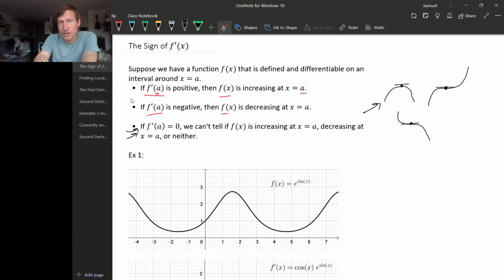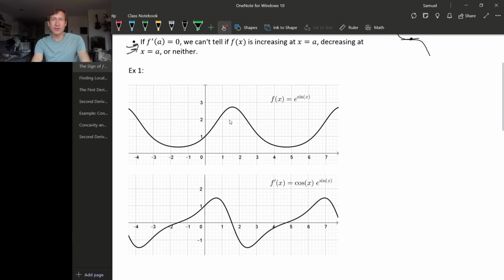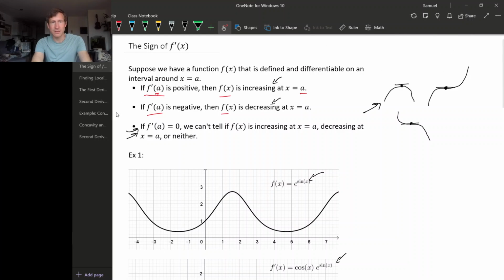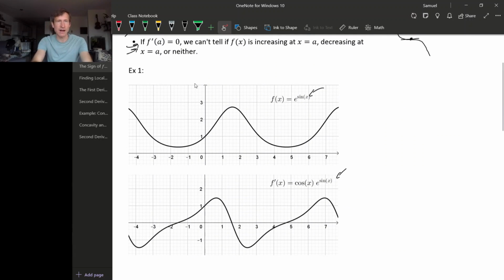But if the derivative of the function is positive or negative, that gives you some definite information about which way the function is headed. As an example, just based on the graph of e to the sine x and its derivative, which happens to be cosine x times e to the sine x, let's just check that this general trend that we've noticed does work for this graph.